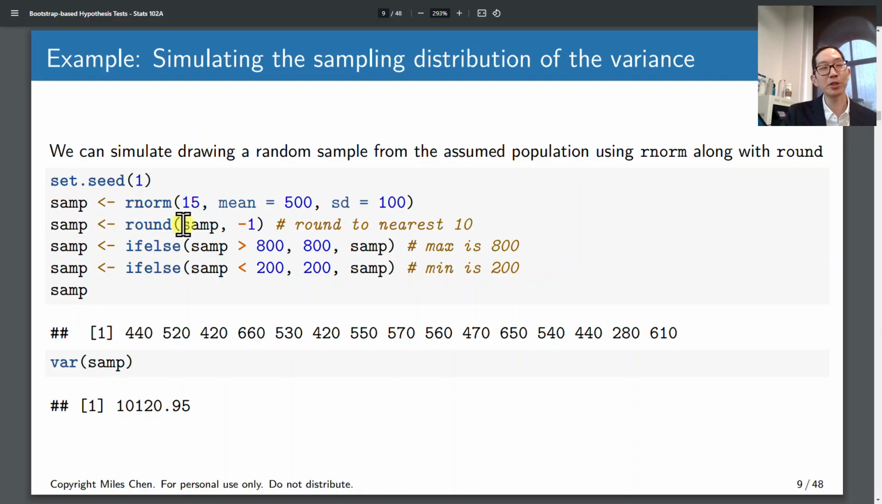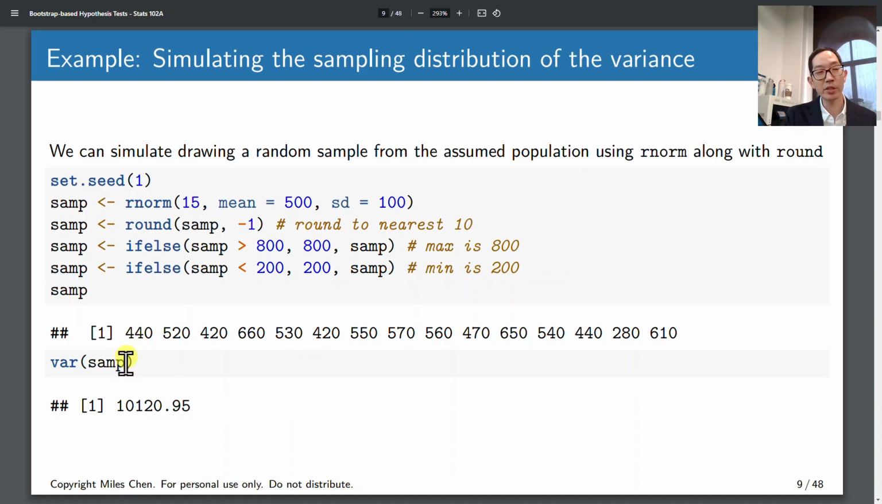So you normally use round and you say how many places after the decimal you want to keep. You can actually put in negative values, and you can put in -1 and it will round to the nearest 10, okay? And then we're going to say if the value comes in greater than 800, just max it out at 800, okay? And if the value comes in less than 200, make the floor 200, and that's going to be our sample. So here's just 15 random values.